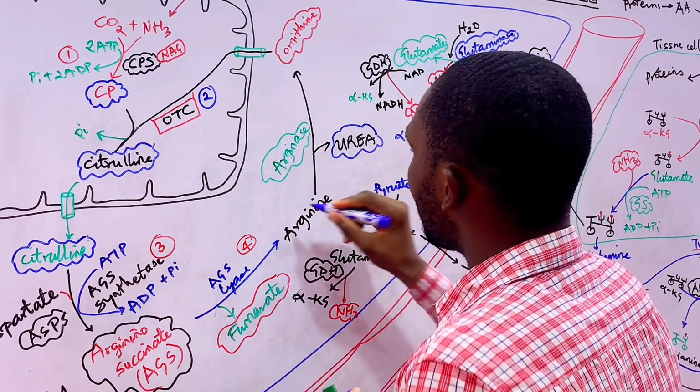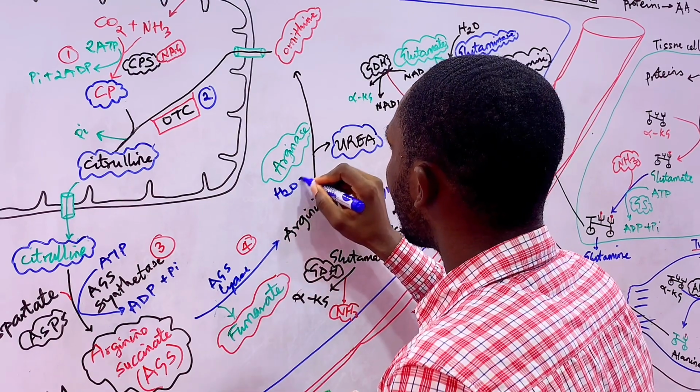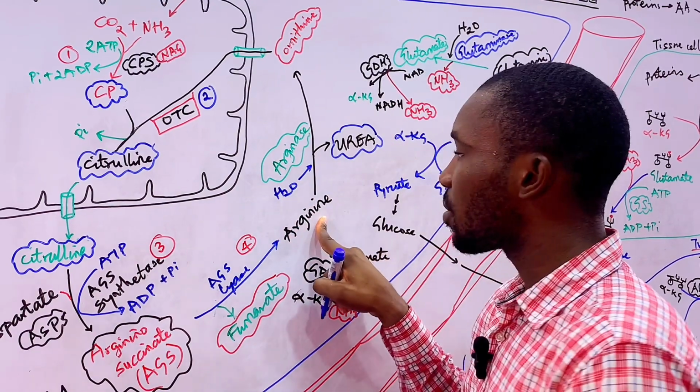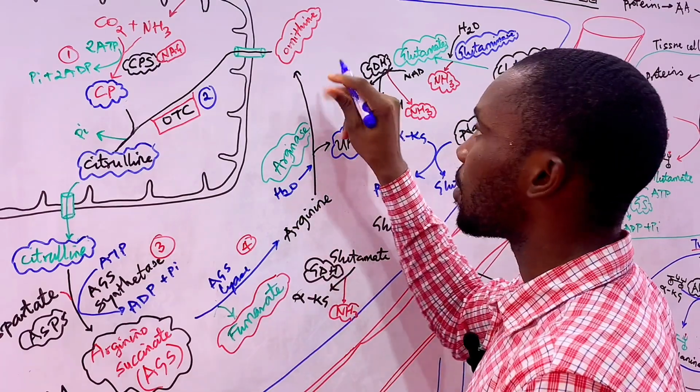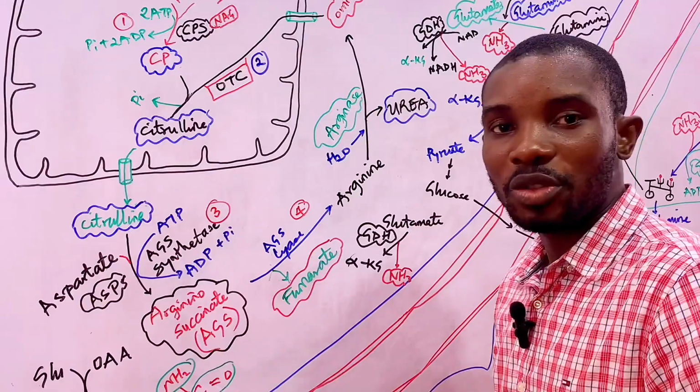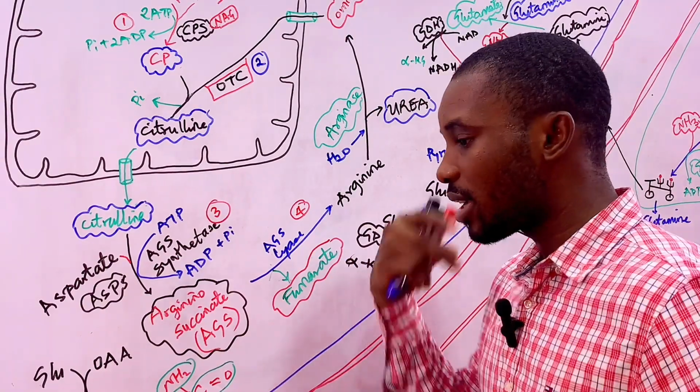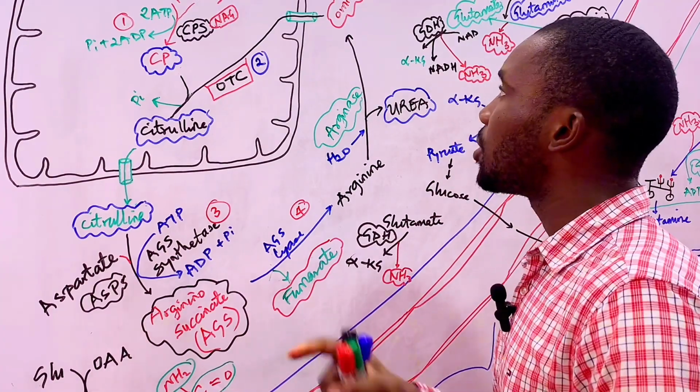And it puts in what? Water. So there's hydrolysis of what? Arginine to form urea and what? Ornithine. So I'm sure so many of you will be wondering, okay, the memory aid, I'm lost. Don't be lost. Let me tell you.